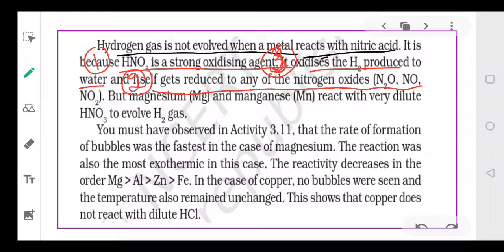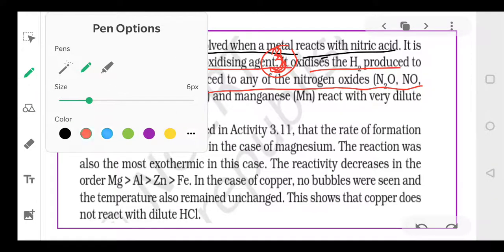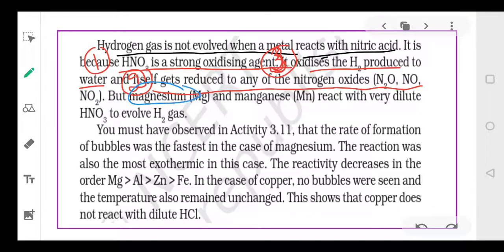So this is the reason why, when metals react with nitric acid, water will be released and no hydrogen gas will be produced. But there are two metals, dear students, magnesium and manganese. Repeat these two names, magnesium and manganese. When they react with nitric acid, they will produce hydrogen gas only.